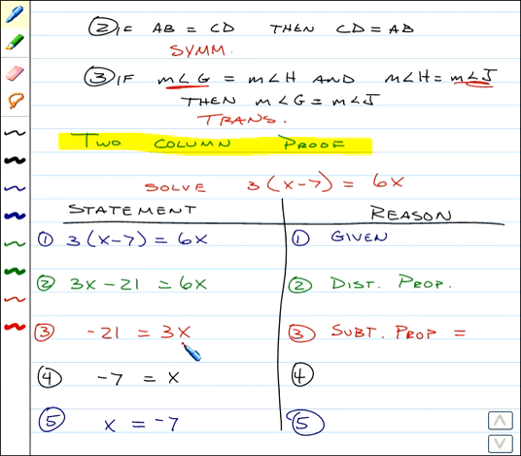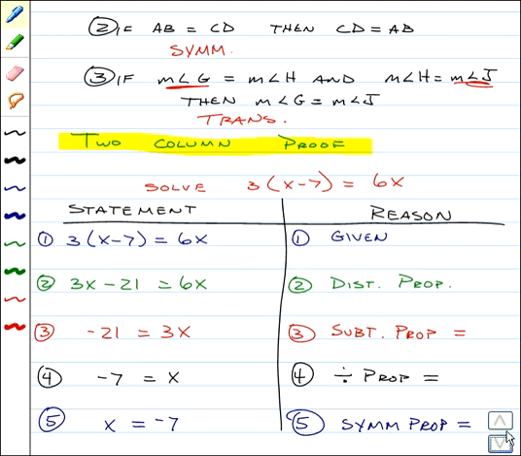Then, in our next step, we divided both sides by 3 to get x all by itself. So that one is going to be the division property of equality. And then finally, in this last step, all we did was switch places here. And that is called the symmetric property, again, of equality. Okay? And that's basically it. We've solved our equation. We've given a reason for each step or each statement in our equation.